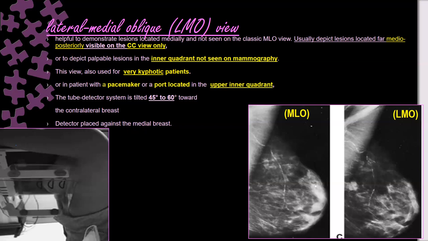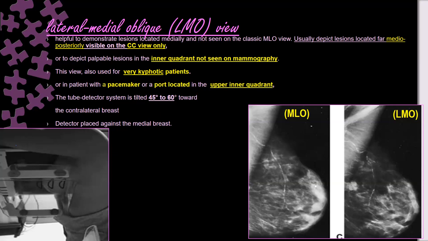What is the lateromedial view? The side of the tube from the lateral. In the mediolateral position, the tube comes from the medial side, but in the lateromedial, it comes from the lateral side. It is the reverse of the mediolateral.